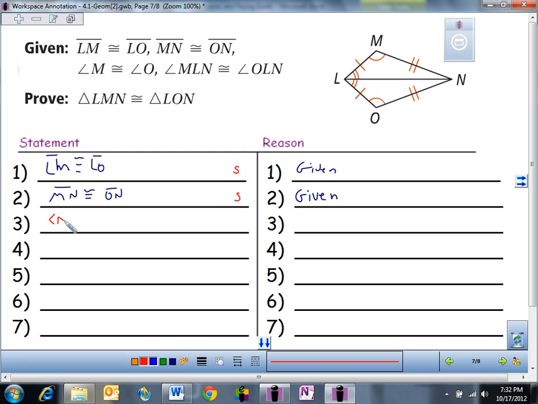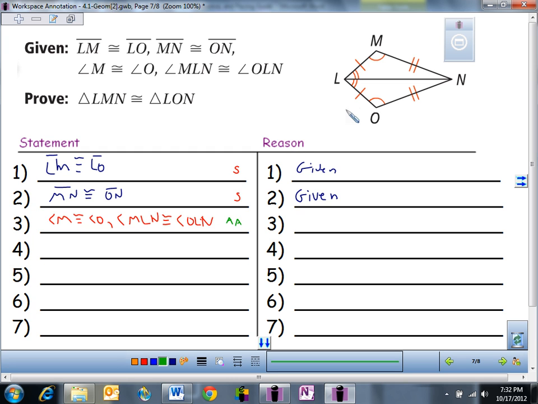Angle M is congruent to angle O. And I think I'm going to sneak this one on here just in case we run out of room. Angle MLN is congruent to angle OLN. And again, those are already marked on the picture. So here we have an angle and an angle.